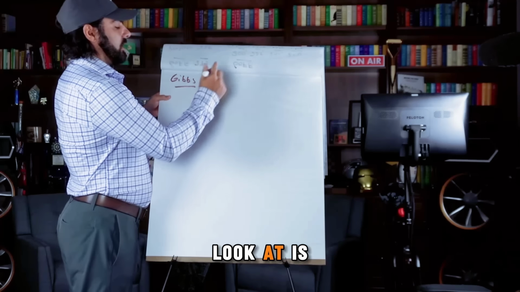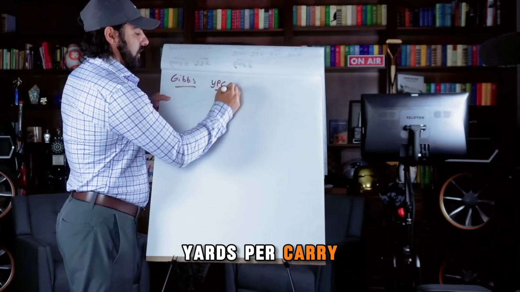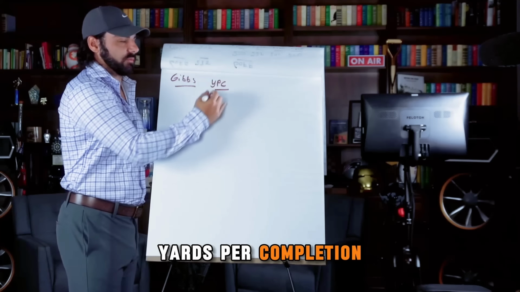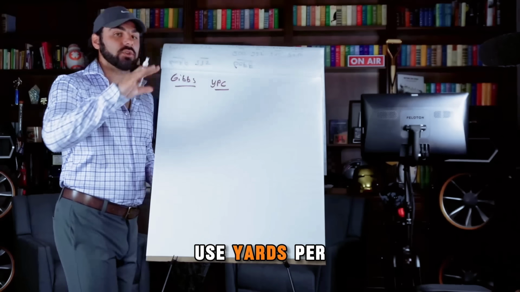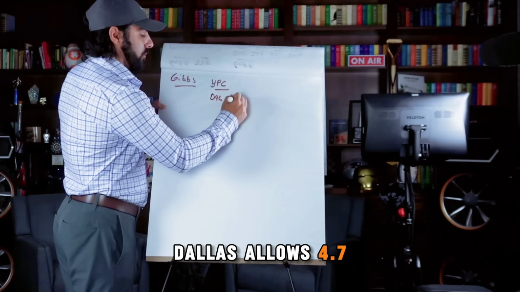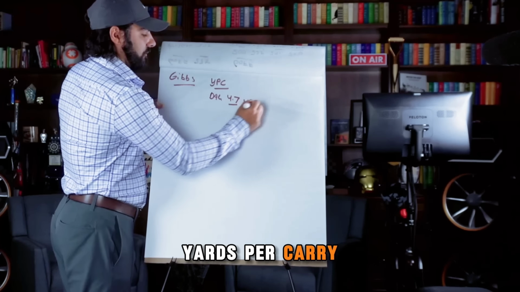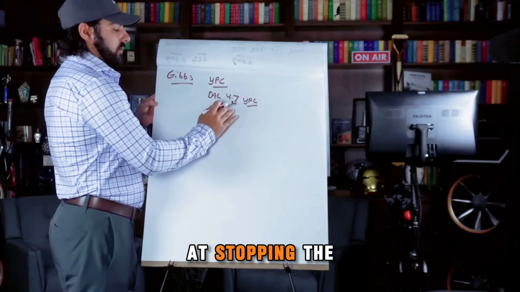What we want to look at is Dallas's defense yards per carry. Don't get that mixed up with yards per completion, because it looks the same way. But this is yards per carry, okay? Or you could use yards per attempt, same stuff. So Dallas allows 4.7 yards per carry, which is pretty much bottom of the league. They're not too good at stopping the run here.